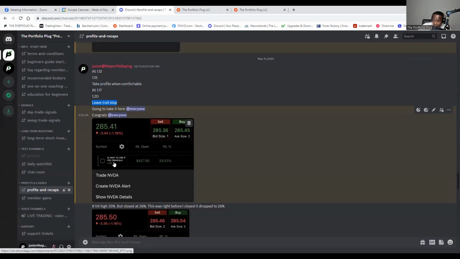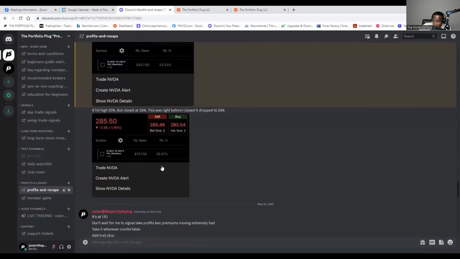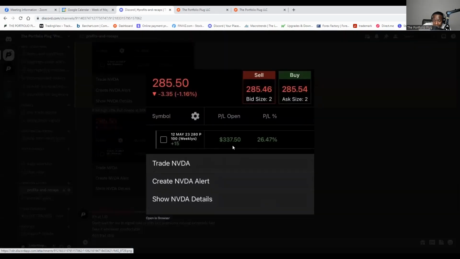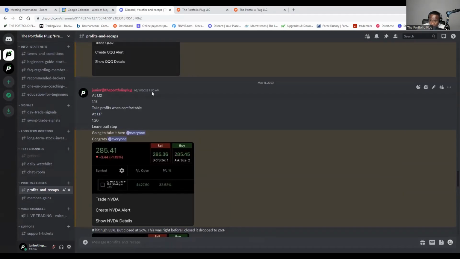So as I'm getting ready to take profit, the contract was at 33%. I was up 33%. And right when I'm about to close, it came down to 26%, right? So this is why it's important to have a trail stop, right? If you're going to hold the contract, and these contracts were moving very fast, it was 950, and in 5 minutes, 33%. So literally it was flying. So all of this within the 1 minute it took off, right? So this is why it's important to have a trail stop.